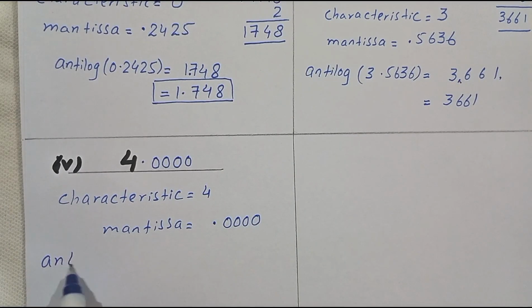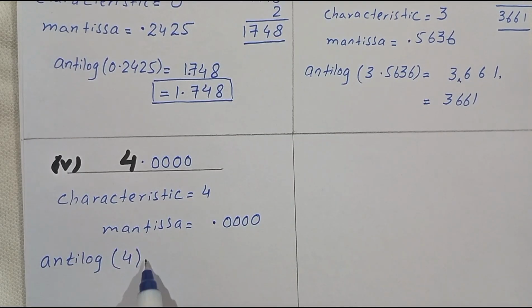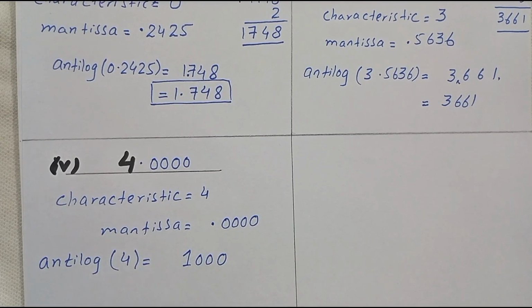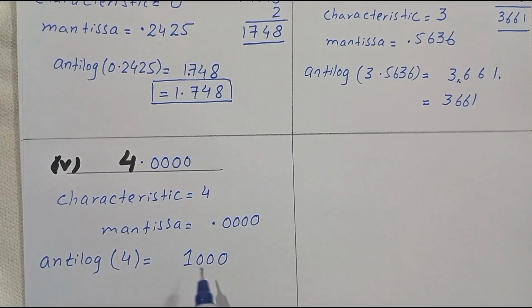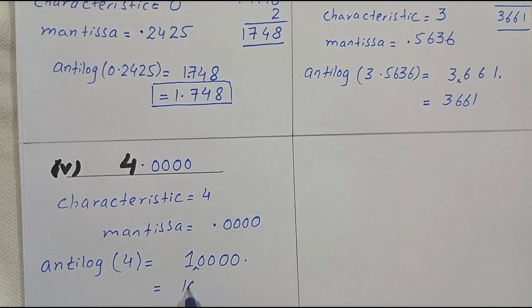So the antilog of 4 equals 1000, as the characteristic is 4 and the reference position is after 1. Counting 4 digits to the right side, 1 2 3. As there are not 4 digits, we count it as 0 and place the decimal after it, which means the antilog equals 10,000, which is the answer.